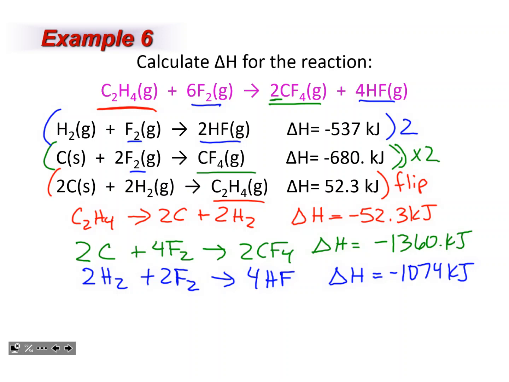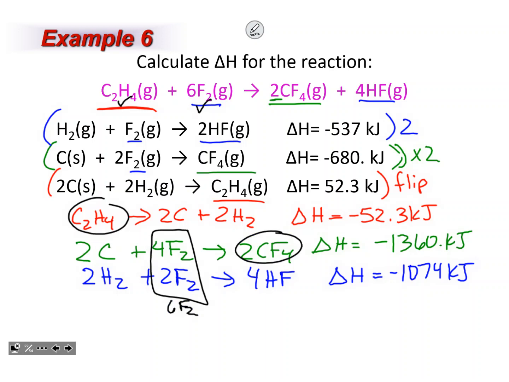Alright. Now I look for canceling and hopefully it will work out. So I check here. Yes, check. The F2s, guess what? It worked itself out. I have 4 in one and 2 in the other. That adds up to 6, right? This is going to be 6 F2s. So that one's good. Here we have that. Yes, the CF4 and the HF. They're in the correct spots.